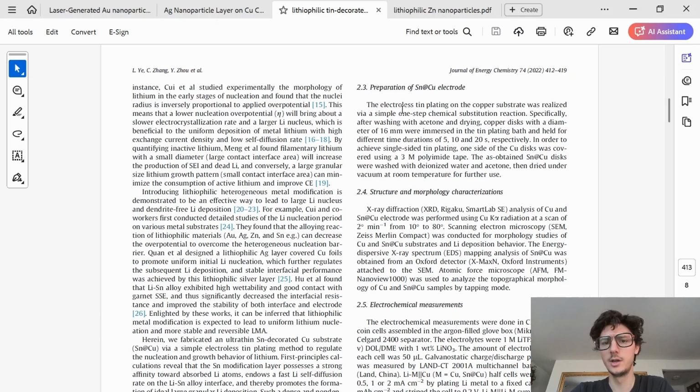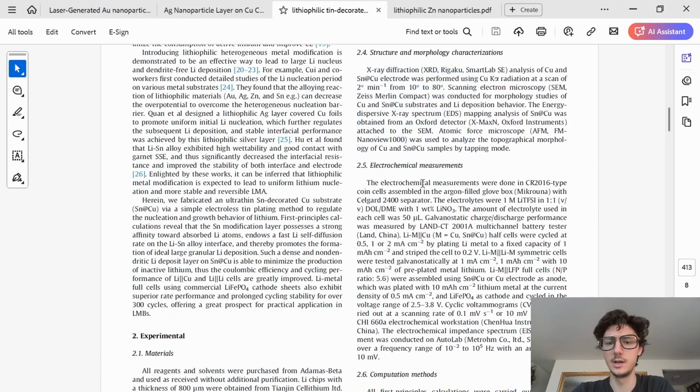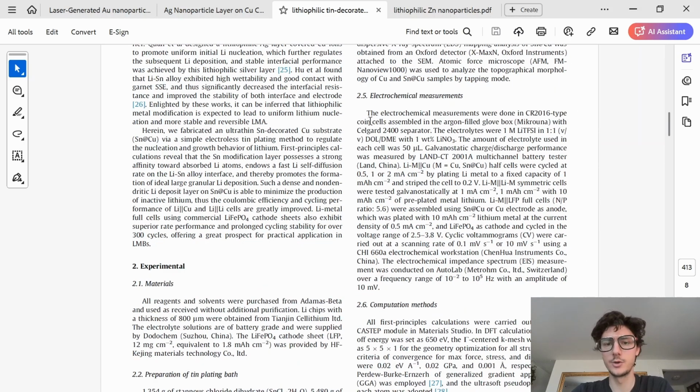Preparation of the electrode. The electrolyte tin plating on the copper substrate was realized via a simple one-step chemical substitution reaction, specifically after washing with acetone. Okay, structure and morphology, again, characterization. Electrochemical measurements. This is what I'm interested in. The electrochemical measurements were done with a CR2016 type coin cell assembled in an argon-filled glove box with Celgard separator. The electrolytes were this. With these additives, the amount of electrolyte used in each cell was 50 microliters.